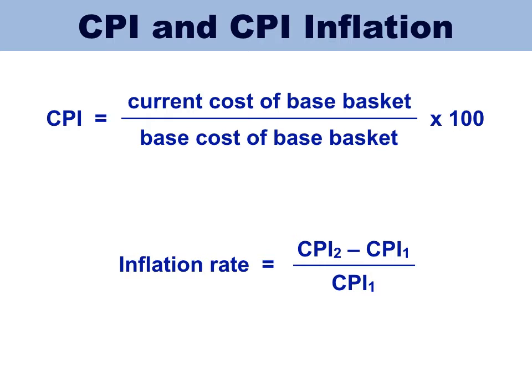Similar to our GDP deflator, we've got a CPI, which is the current cost of a base basket divided by the base cost of a base basket. Notice that in this particular case, just like we had with the GDP deflator, the base basket is the same on the top and the bottom, i.e. it is a base basket. So again, when we're calculating the CPI, what we are calculating is a price ratio. The inflation rate is exactly the same as we would calculate for the GDP deflator.